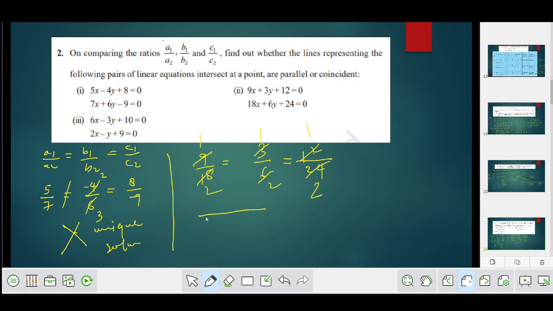Overlapping means this is equation 1, this is equation 2. It touches every point. That means this is coincident. They have many solutions.